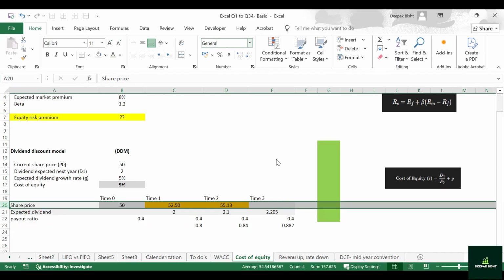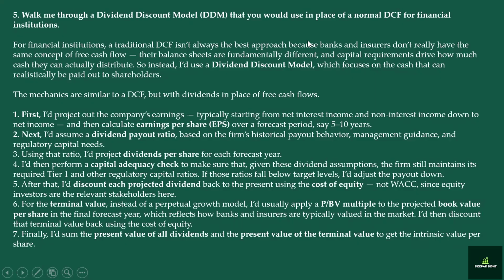Just read this, and I think this is pretty much, I would not need to explain it further. It will pretty much explain itself. So you will project the company's earnings, typically from an EPS perspective, for 5 to 10 years. Then you will assume the dividend payout ratio. How much dividend are they paying historically and in future also? So you will forecast on the basis of that. Then you will use that ratio and calculate dividend per share for the forecasted years.